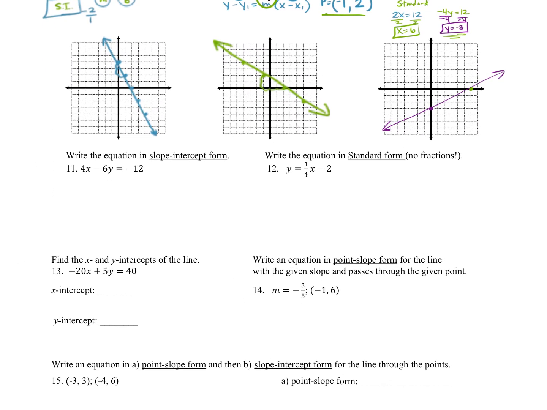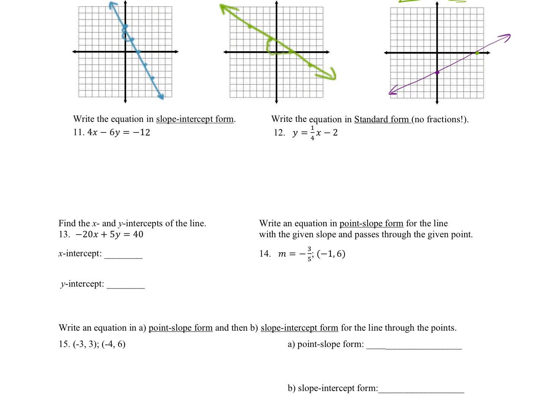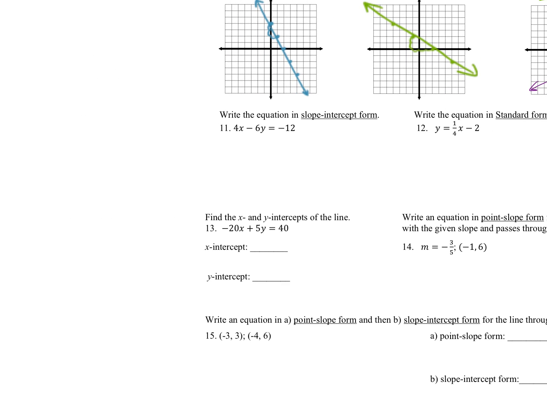Okay, number 11. It says write the equation in slope-intercept form. And if you recall, and you can see it up top, slope-intercept is y equals mx plus b. So the goal is to get it to be y equals. So we want to isolate, we want to get y by itself. The way we do that is we subtract 4x. So it's negative 6y equals negative 4x, oh, not plus, minus 12.